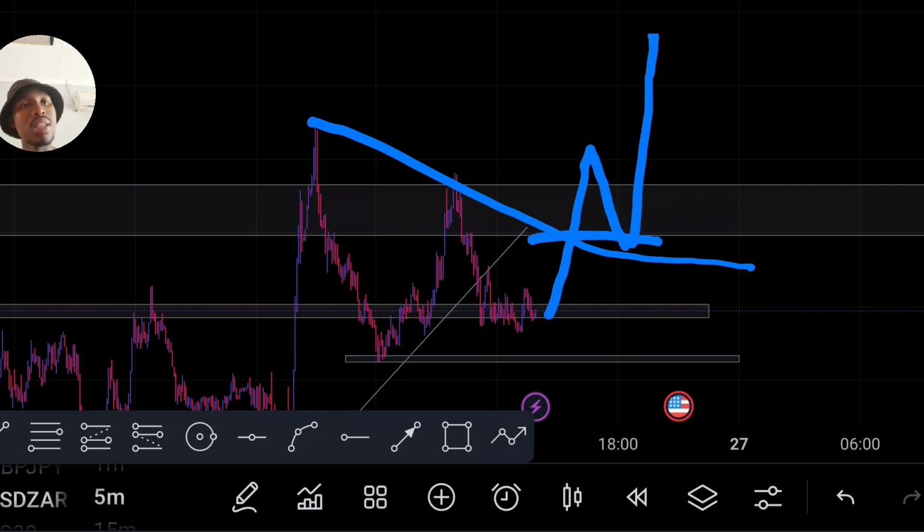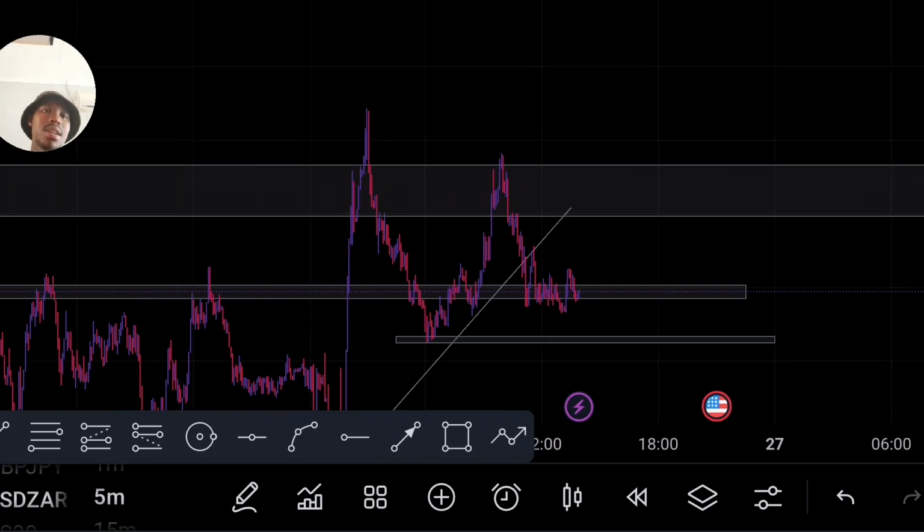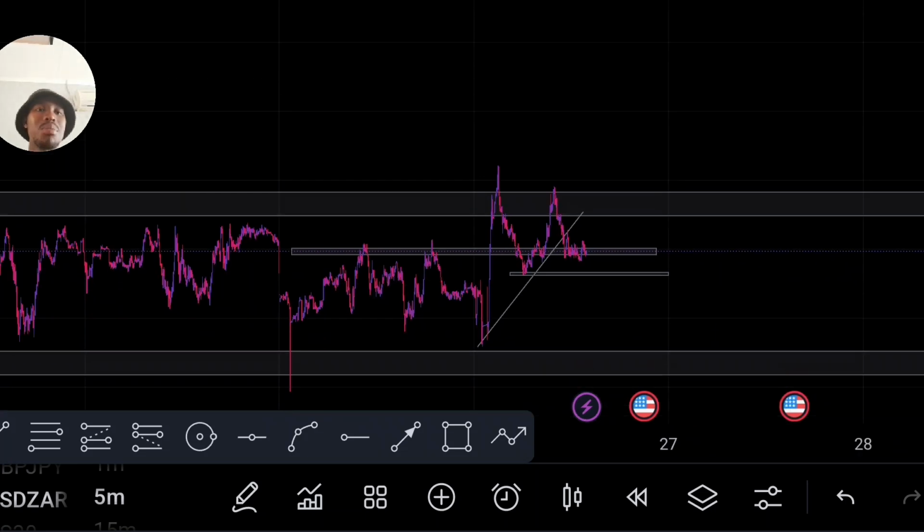This is what I'm looking for. A break to the upside, looking for buys. A break to the downside, looking for sells. It's as simple as that. I don't like to complicate things. Simplicity is the best, honestly.